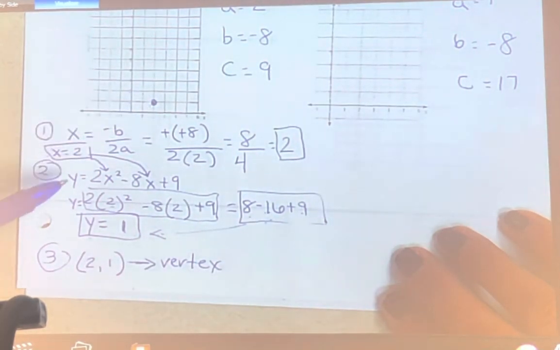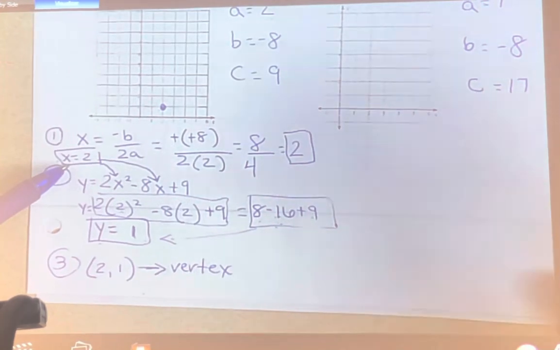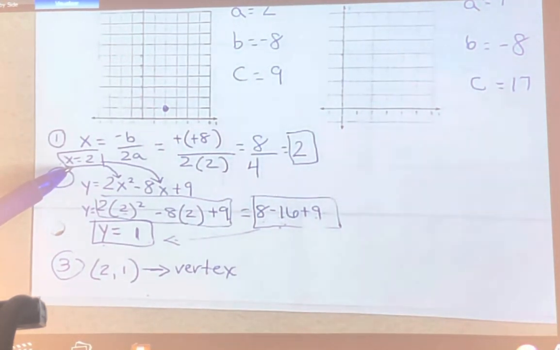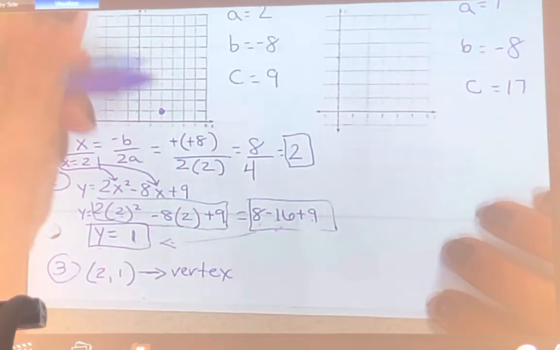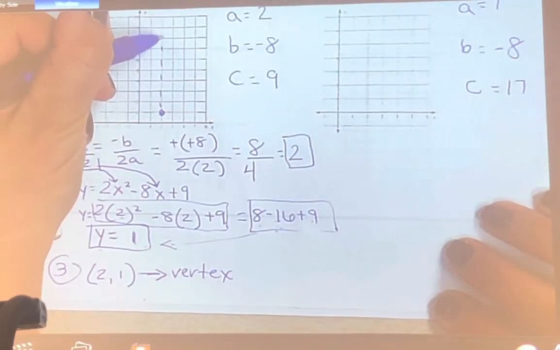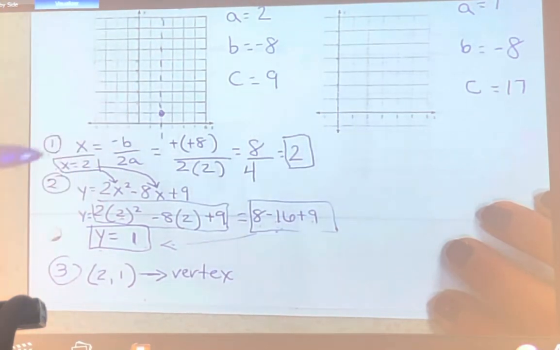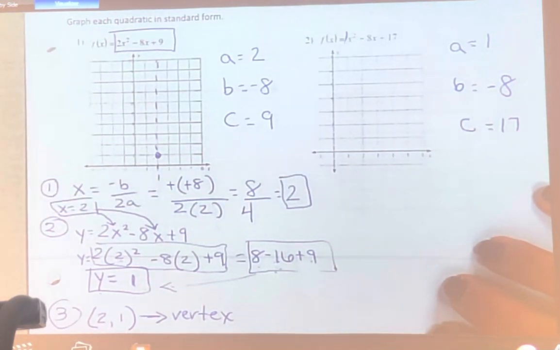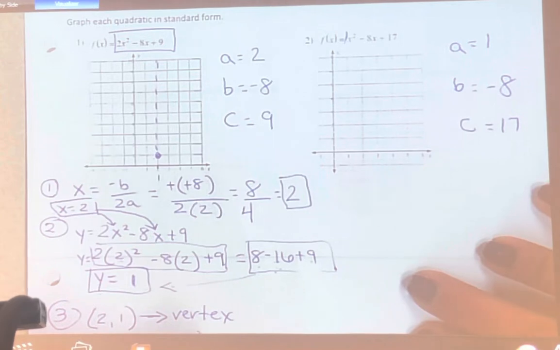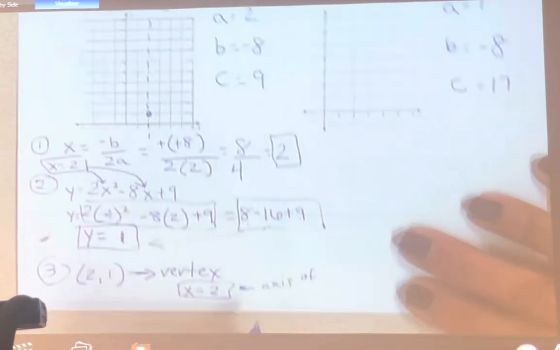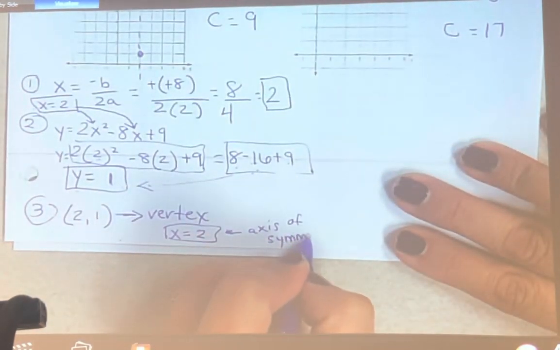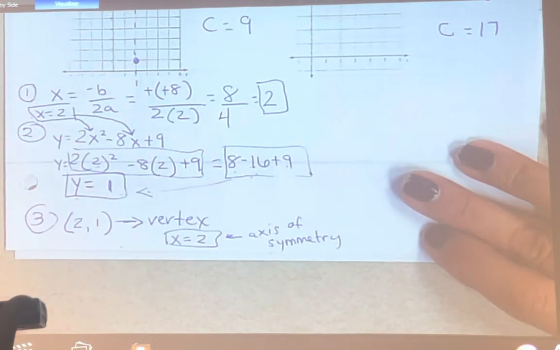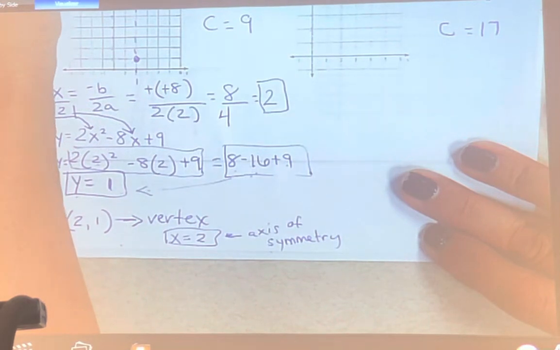Now we're going to plot the axis of symmetry. And if you remember when we were plotting vertical lines, x equals, okay, you just go to 2 right here and just draw a nice little dotted line there. That's our axis of symmetry. It just goes straight through the vertex. So that's 3. We got the vertex and the axis, x equals 2, is the axis of symmetry. Step 4. Okay, we're going to skip step 4 for right now.